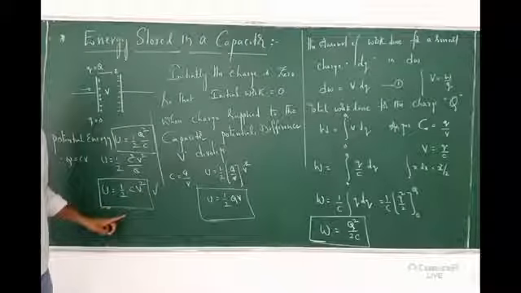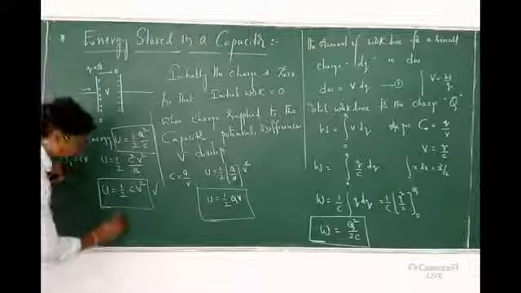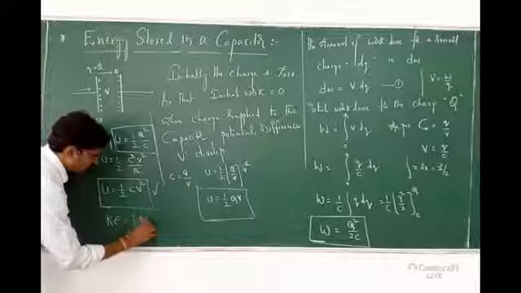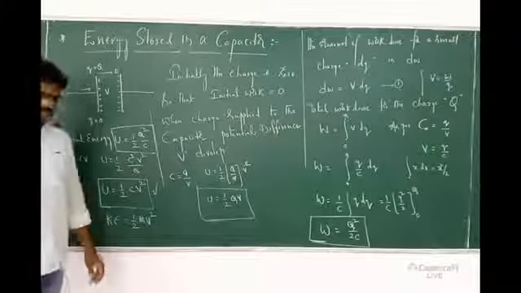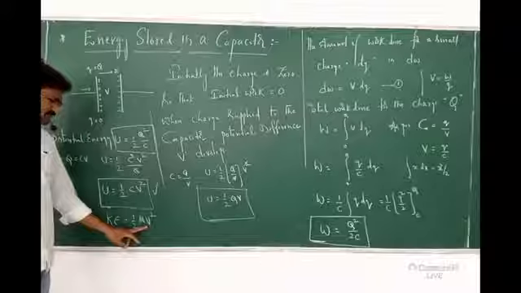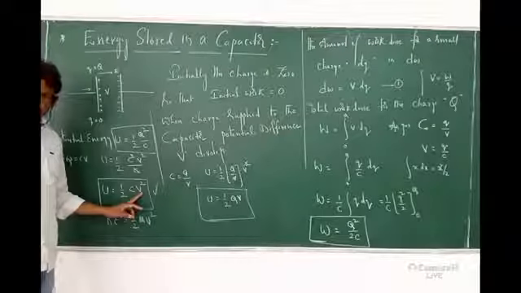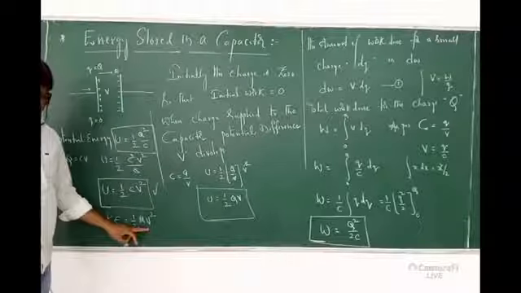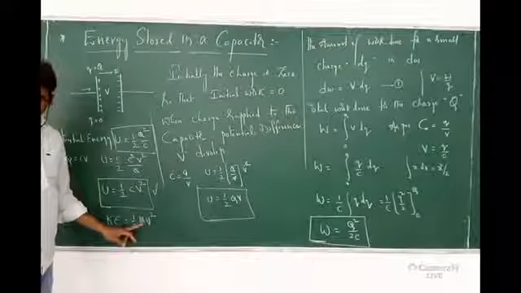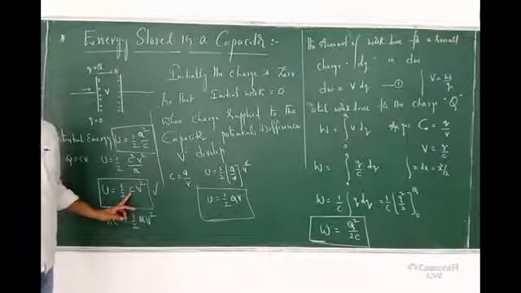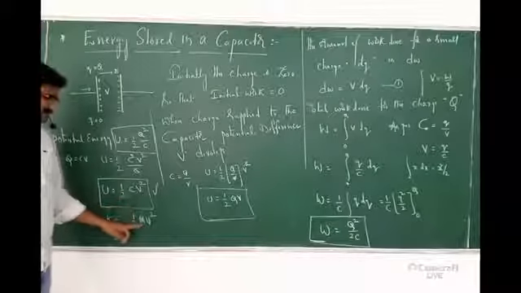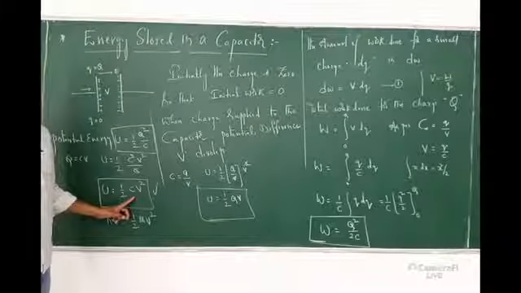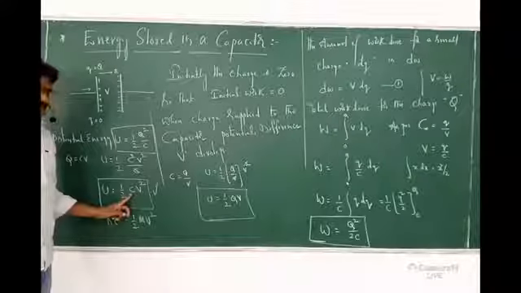There is an analogy in mechanics. Kinetic energy K is equal to half mv square. Here V is potential; there v is velocity. Here V is a variable; there mass is constant. Here capacitance is constant. So it is a measure of inertia. It is the inertia of this particular electrostatics. So this is the standard formula.